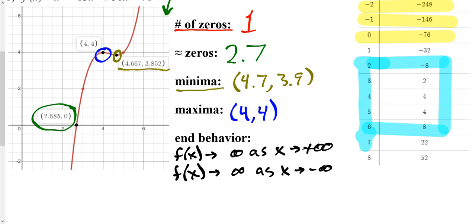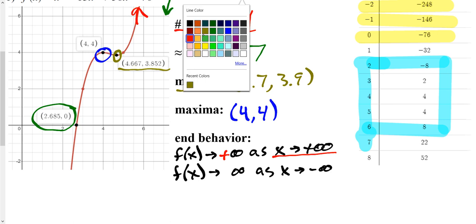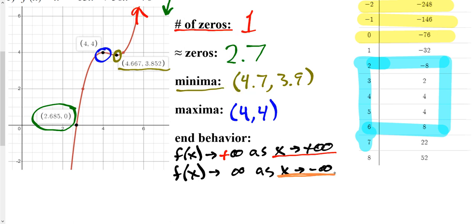So just as a reminder, this means as you go far to the right on your graph, you can see your graph goes up, so we're going to put a little positive right here. Now, this one here means as you go far to the left. As you go far to the left, you can see that you go down, so we're going to put a little negative right there. So that's our end behavior.